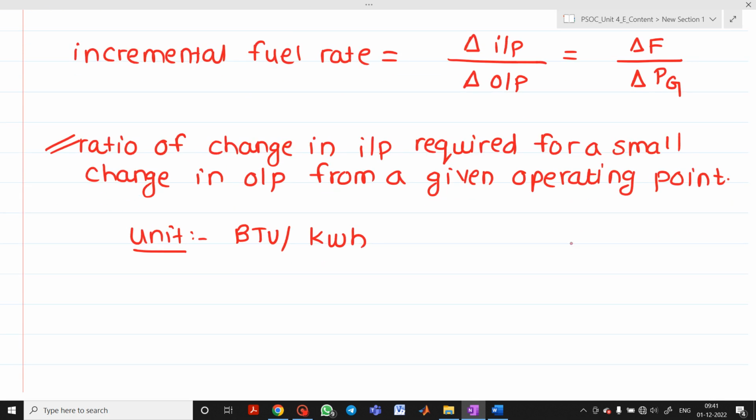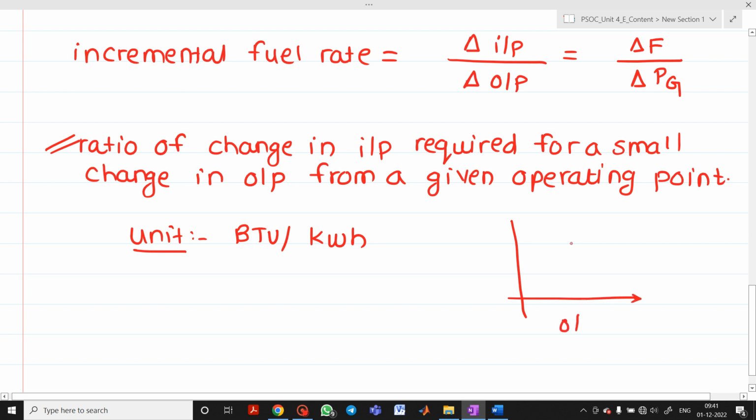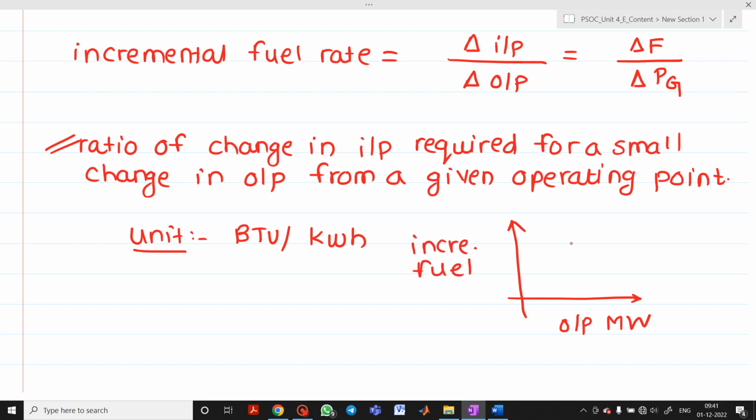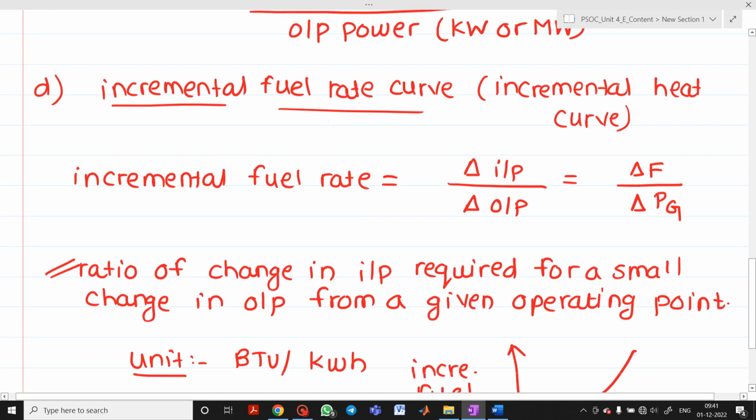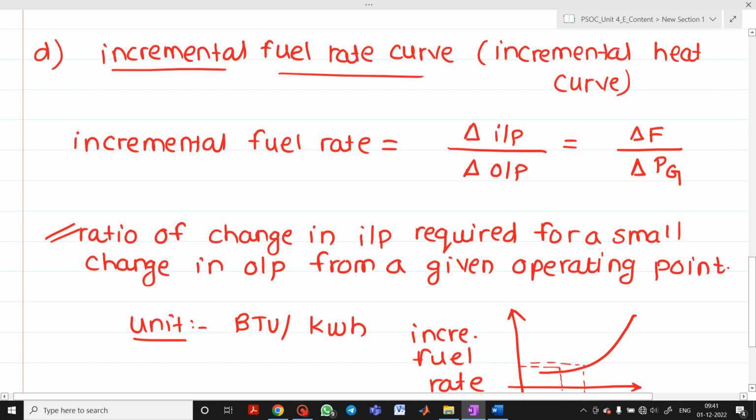So how can we draw a graph for this? The graph for this is, this will be output power in megawatt, and this will be incremental fuel rate. So the graph will be like this. By how much amount your input is going to be increased, that much amount your output will be increased. This is called the incremental fuel rate curve.